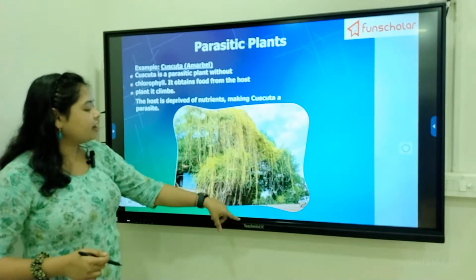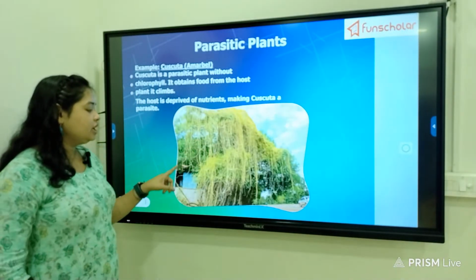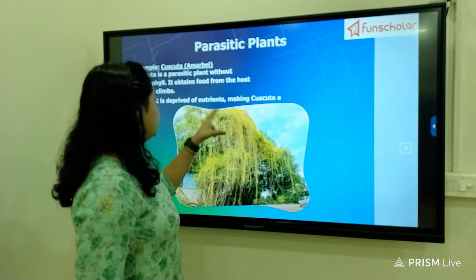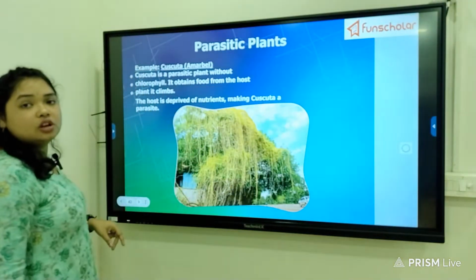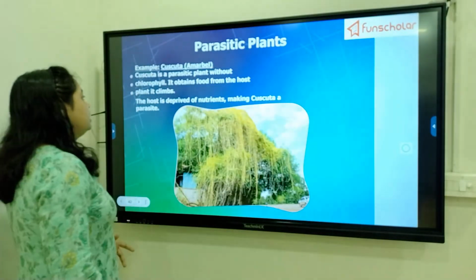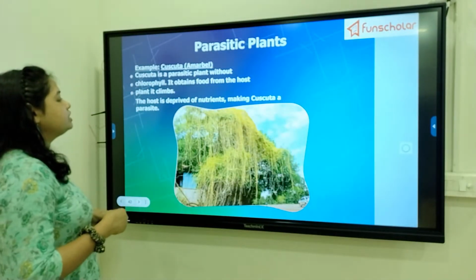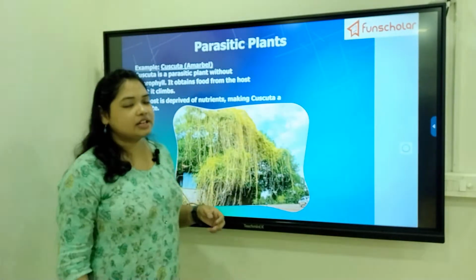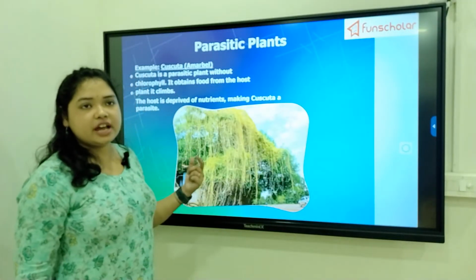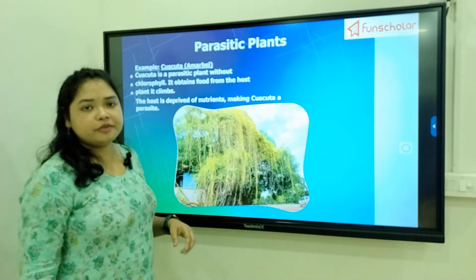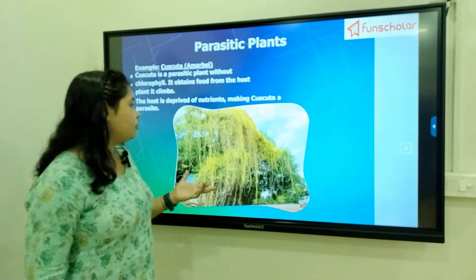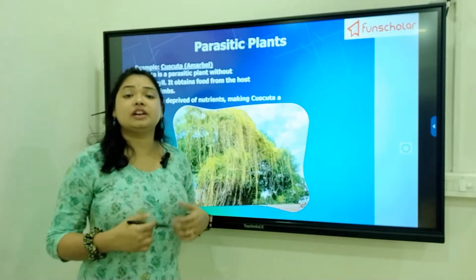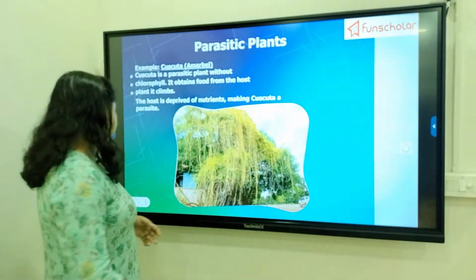Can you see the fiber-like structures hanging from the main tree? These are all the structures of Cuscuta. It has actually entangled the whole host organism, that is the host tree, and the host is deprived of nutrients, making Cuscuta a parasite. In the same manner as you have seen in the case of dodder, Cuscuta also derives nutrition from the vascular bundle, and the nutrition requirement of the main host organism, the tree, which can actually make its own food, is compromised.